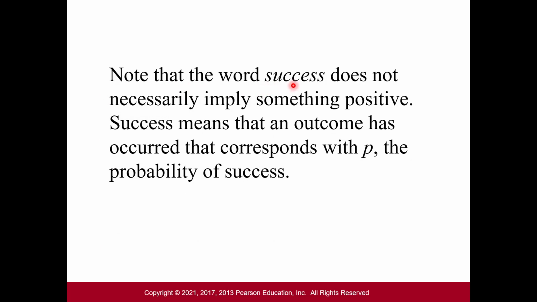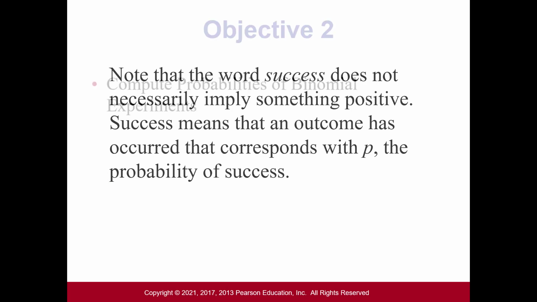Note that the word success does not necessarily imply something is positive. So I know it could be a little confusing, but just know that success refers specifically to one of the two outcomes. Success and then failure is the other one. Success means that an outcome has occurred that corresponds with p, the probability of success. So on the chocolate flavored ice cream, just because we called choosing chocolate as your favorite a success doesn't really mean anything other than we knew the probability of it was p, or 80%.